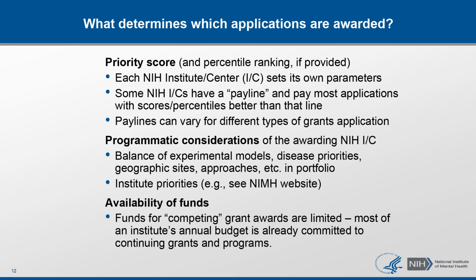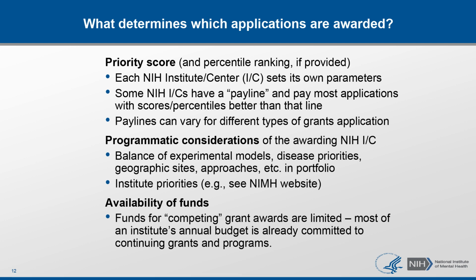Some institutes have what's called a pay line, which means they will determine that a certain priority score or percentile ranking, they will pay or fund everything that's better than that line. And then they may do what's called select pay beyond that. But not all institutes have what's called a pay line.